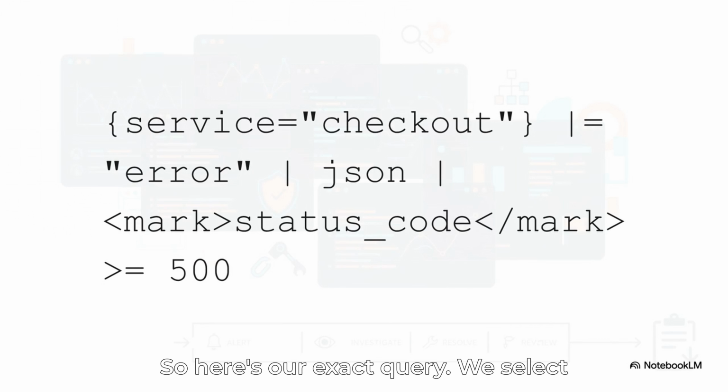So here's our exact query. We select logs from the checkout service in our production namespace. Then we filter for lines that contain the word error. Next, we tell Loki to parse that log line as JSON. And finally, we only show the logs where the status code field is 500 or greater. This is like a surgical strike to find exactly what we need.